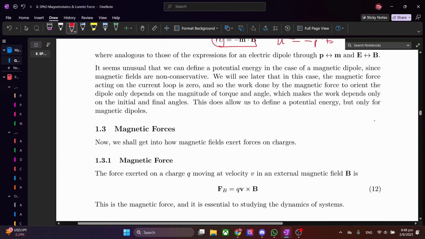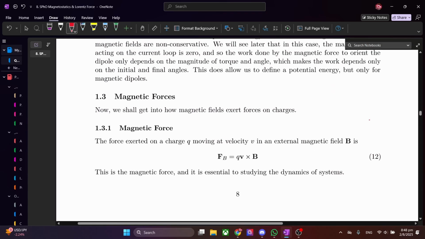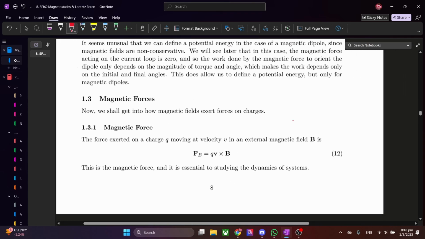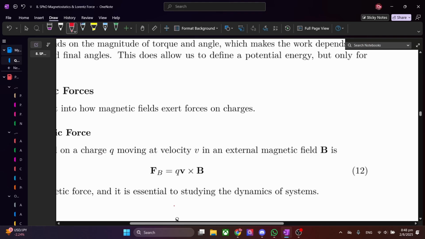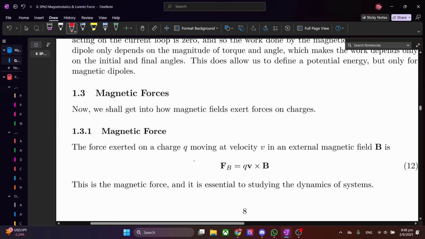Now I'll be talking about the magnetic forces. So we've talked a lot about the fields that are generated by currents and charges, but obviously these fields also come with their own forces, similar to electric force, but it doesn't take on exactly the same formula. But yes, so anyway, first we have the magnetic force.